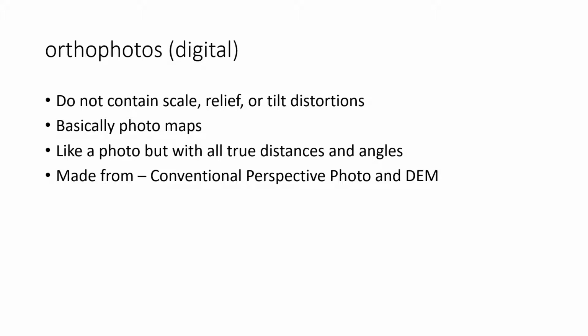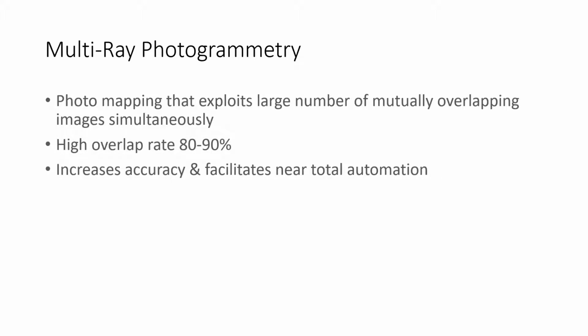Orthophotos have no scale, relief, or tilt distortions. They're basically photo maps. Multi-ray photogrammetry is photomapping that exploits large numbers of mutually overlapping images simultaneously. With up to 80 to 90% overlap, it increases accuracy and facilitates near total automation.